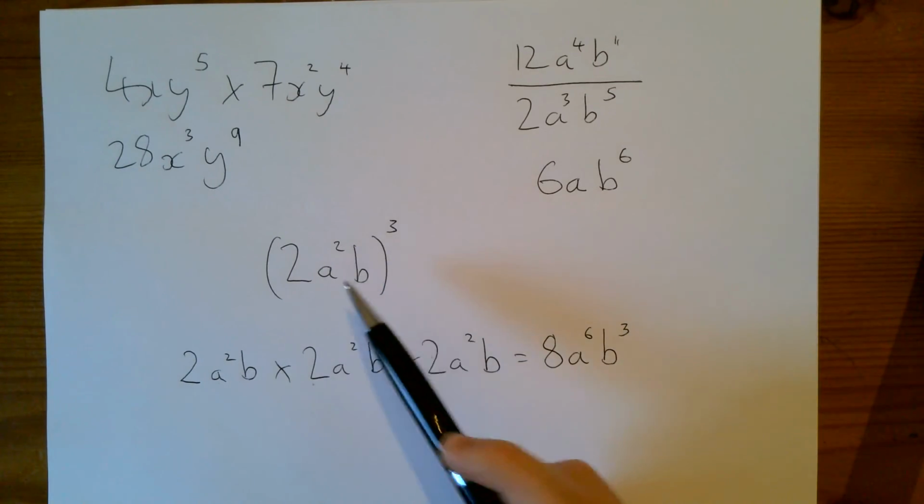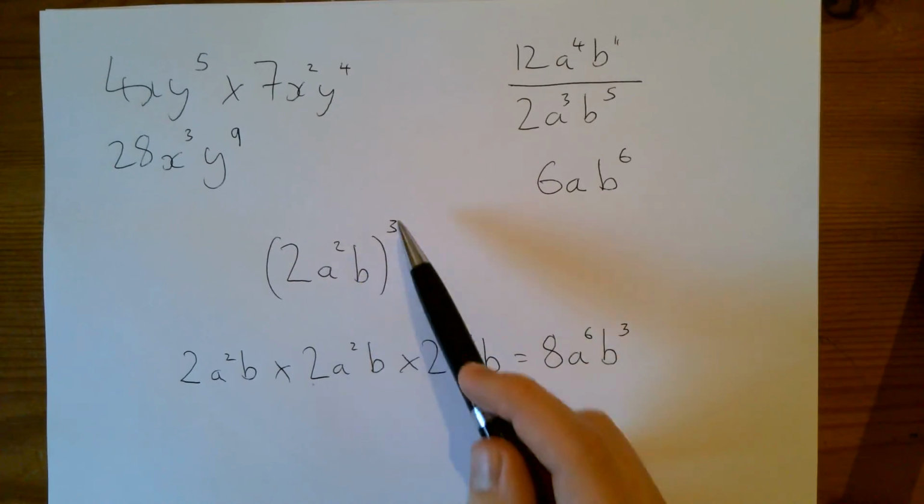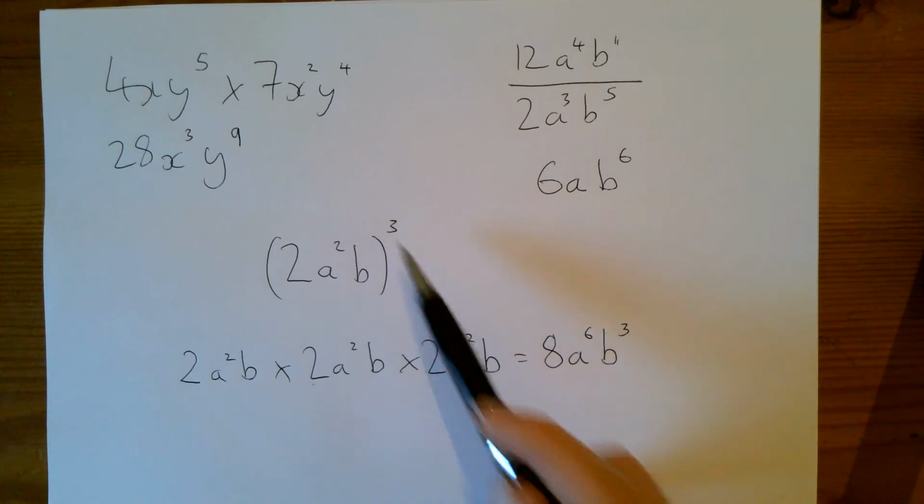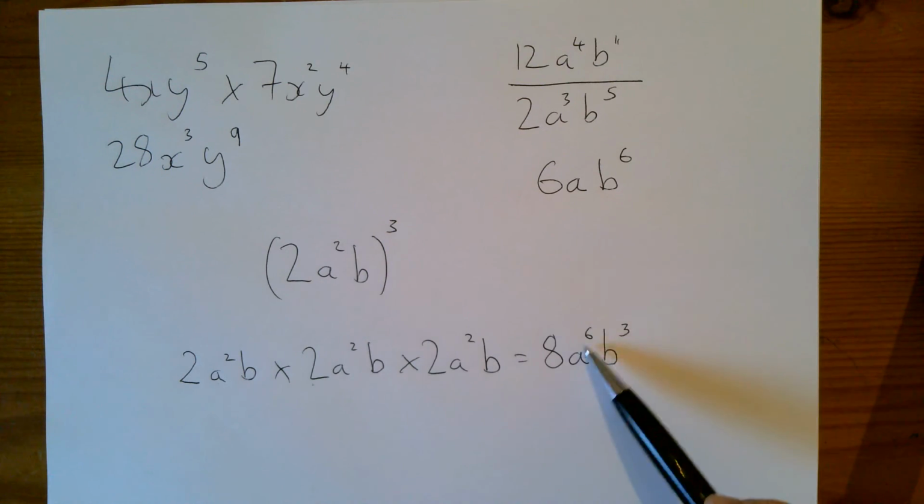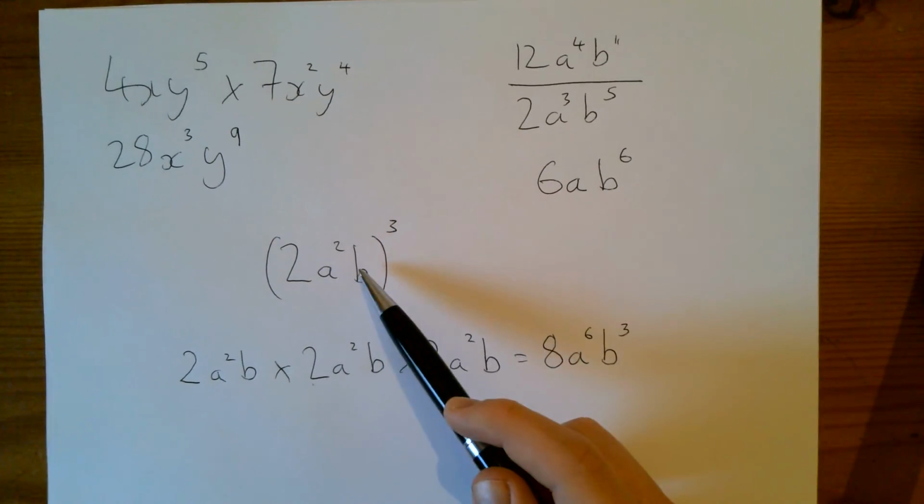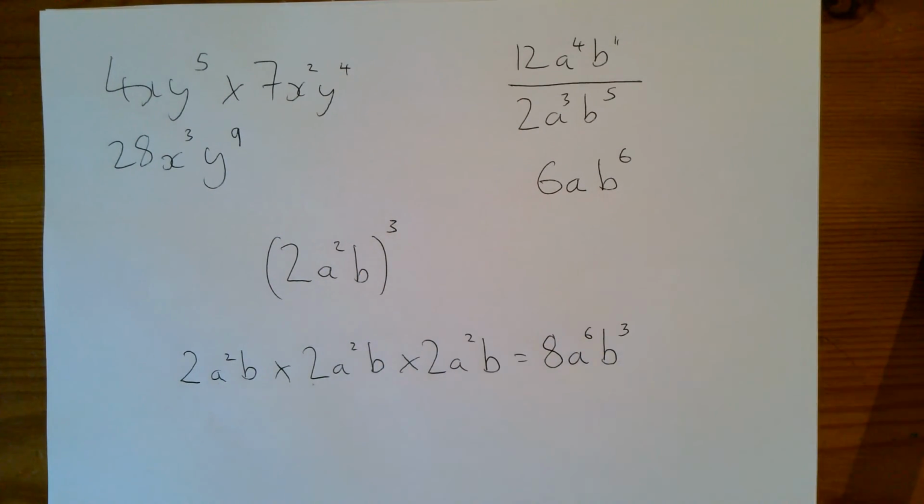And what you'll notice with this one is each part is being cubed. 2 cubed is 8. a squared cubed is a to the power 6. And b cubed is b cubed.